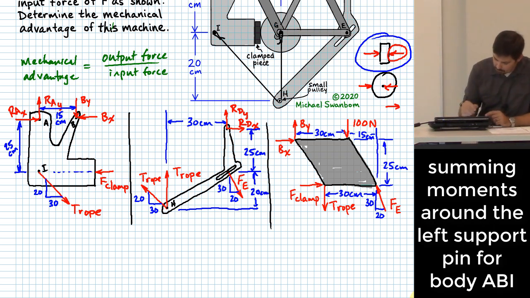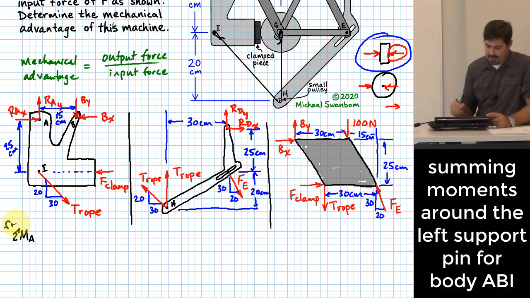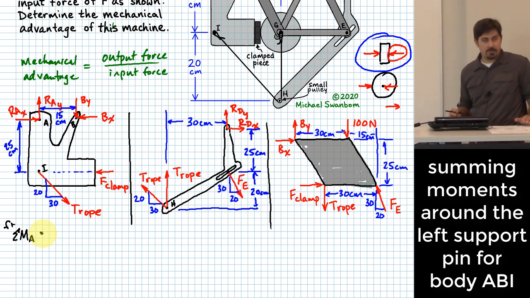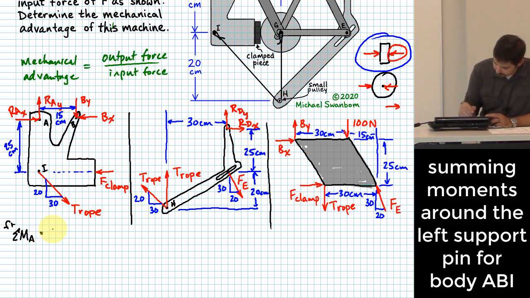Okay, summing moments around point A. What all creates moments around A? Okay, BY does, what else? T rope in the X direction only. That's a good call, right? And what else? And F clamp, okay? Let me start with T rope, okay?